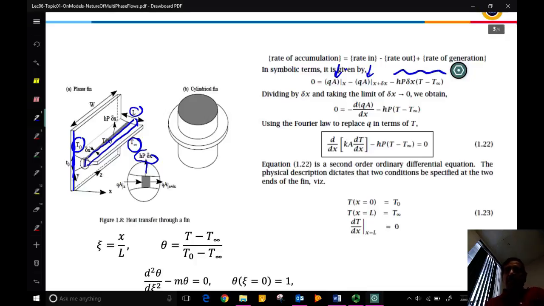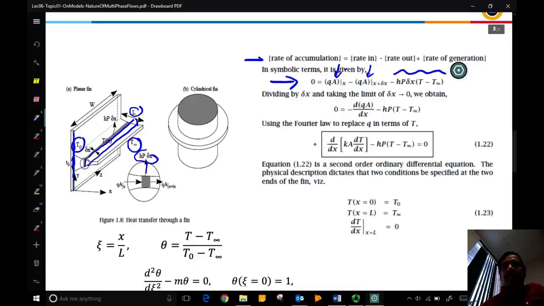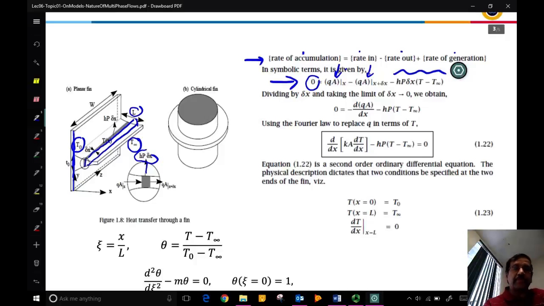Okay, so the energy balance statement is this: rate of accumulation equals rate in minus rate out plus rate of generation. Now we define this as a steady state problem, so the rate of accumulation is 0. And then there is the rate at which energy comes into the control volume. So you have to identify what the control volume is. The control volume is something like this. You are taking a thin slice.